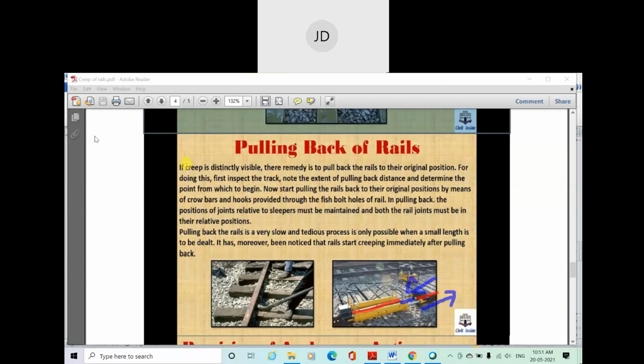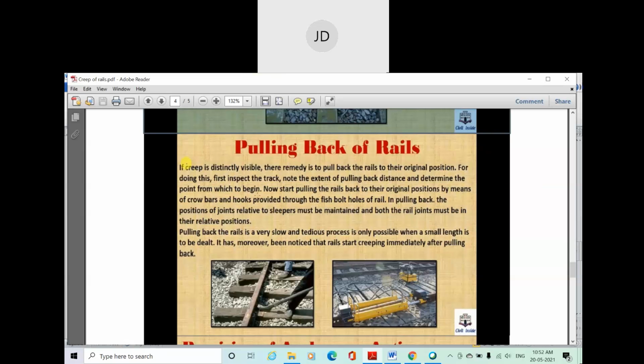Fine. So how to do it? It is fixed at a particular distance. There is a standard procedure for how to use this instrument. So lock this apparatus onto a particular rail, and using the other head of this instrument, you can pull it back to its original position by giving an appropriate expansion gap. So if creep is distinctly visible, the remedy is to pull back the rail to its original position.